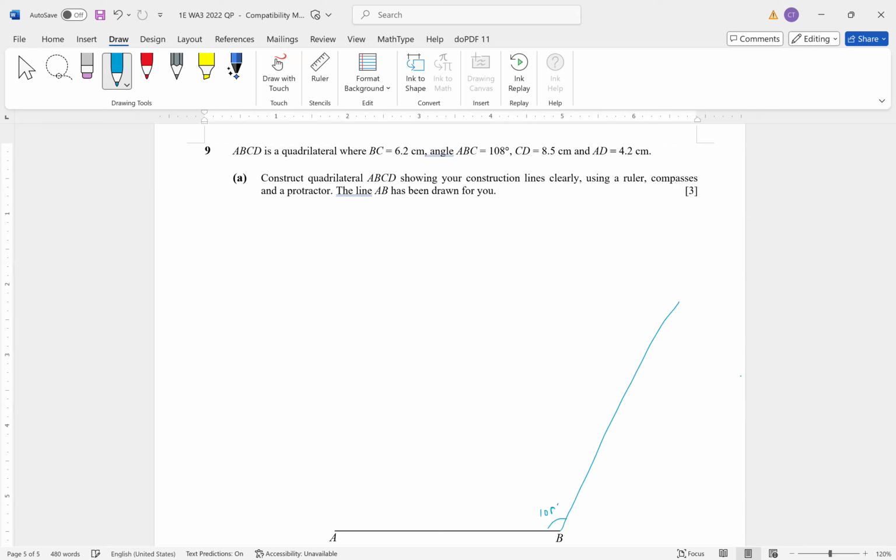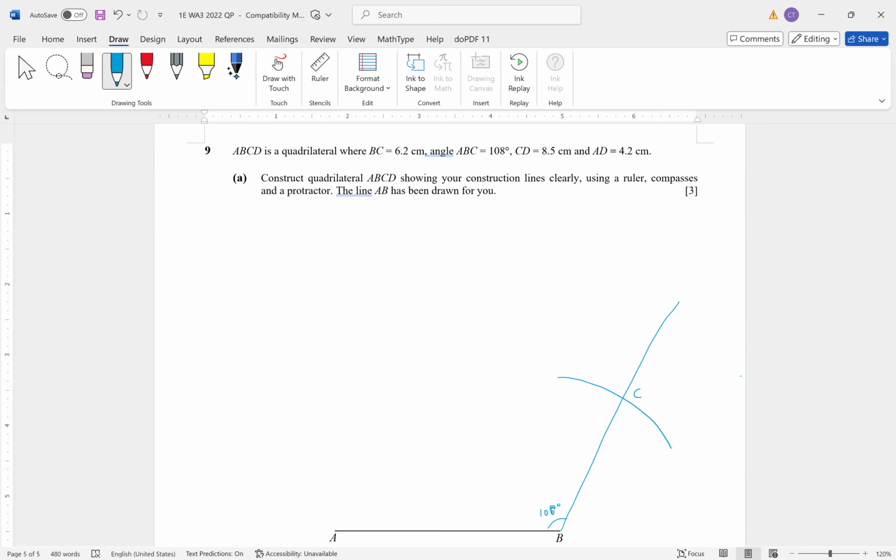Okay, so now the point C will be somewhere along this line. The length BC is 6.2, so you want to open your compass up to 6.2 and make an arc here, because any line from B to the arc will be 6.2 cm. When the arc intersects this line, where you drew 108 degrees from AB, this gives us point C already.